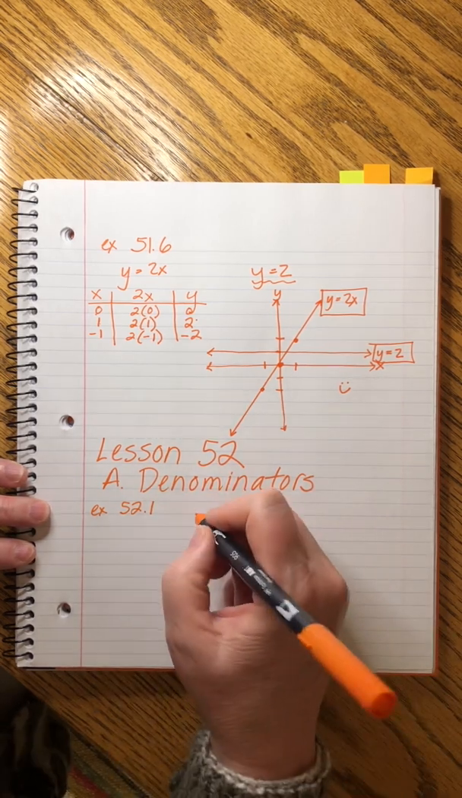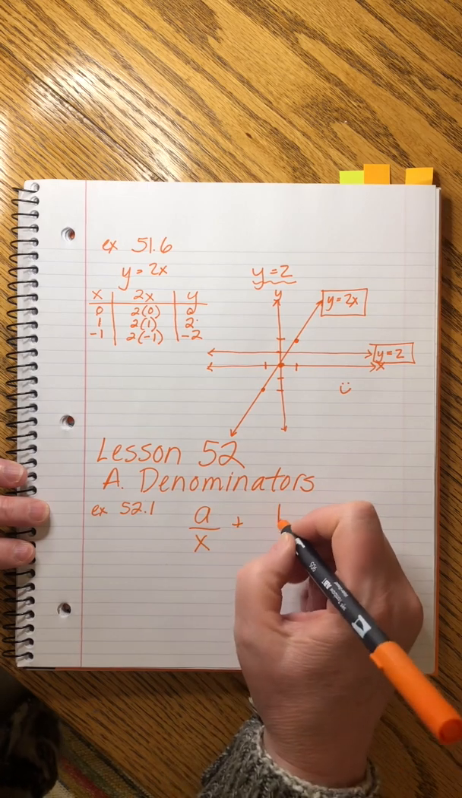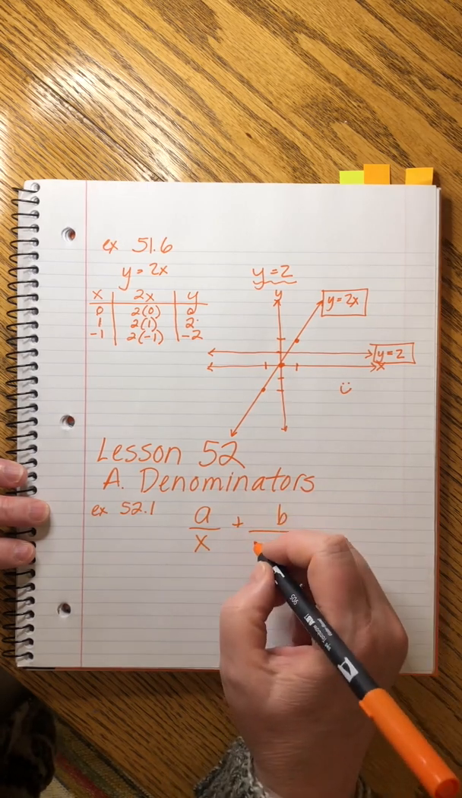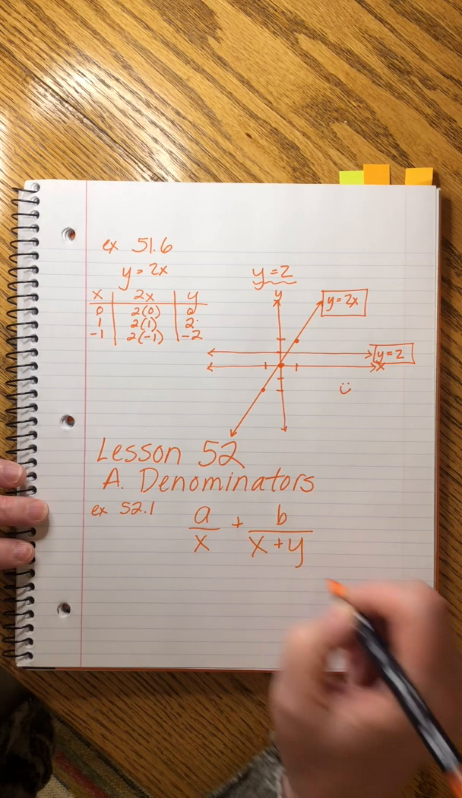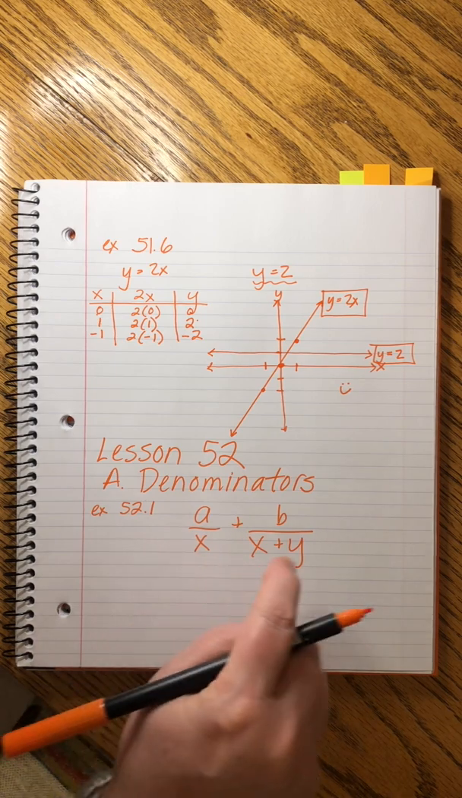Our instructions here are to add. And what we have is a pair of fractions with letters only. No numbers anywhere in sight. But we can use the rules that we use for denominators with numbers. They have to match, right? We can use those same rules for letters. So we have to make these match.